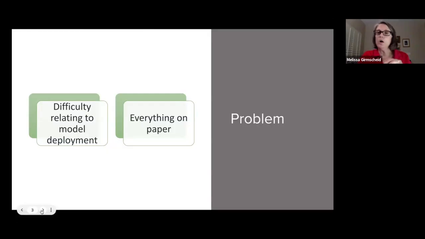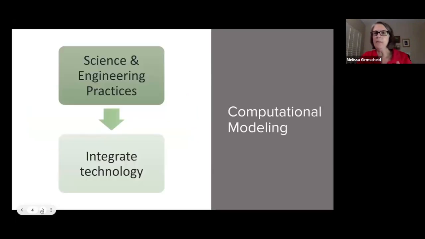And so, computational modeling physics first with Bootstrap, I'll say the full name there, came out of this need to address those two issues: that everything was on paper for 14 and 15-year-olds, so you constantly have worksheets, and that they were having difficulty getting into the model deployment phase of the modeling cycle. And also, a big issue, we want to make sure that we're integrating technology more, addressing, like I said, that science and engineering practice of using mathematics and computational thinking.